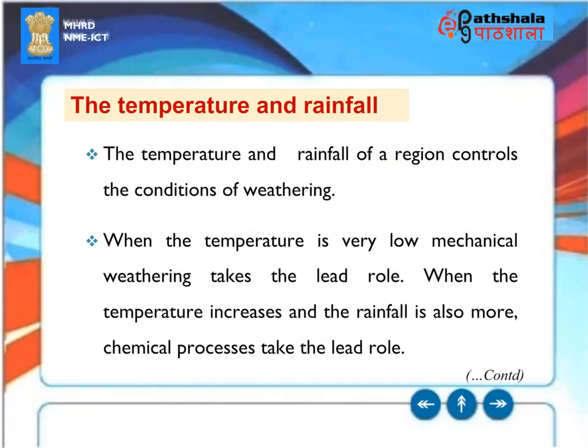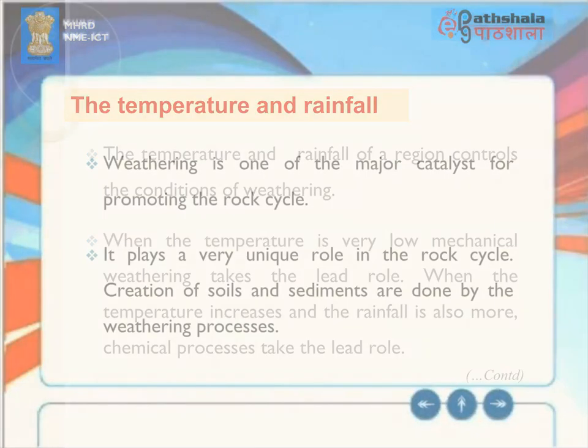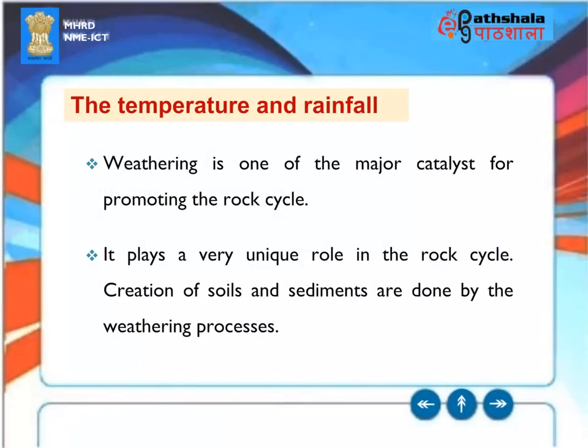The temperature and rainfall of a region controls the conditions of weathering. When the temperature is very low, mechanical weathering takes the lead role. When the temperature increases and the rainfall is also more, chemical processes take the lead role. Weathering is one of the major catalysts for promoting the rock cycle. It plays a very unique role in the rock cycle. Creation of soils and sediments are done by the weathering processes.